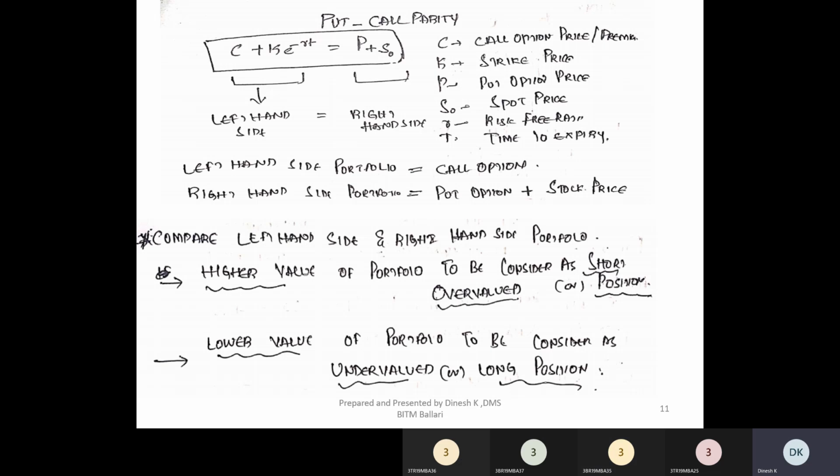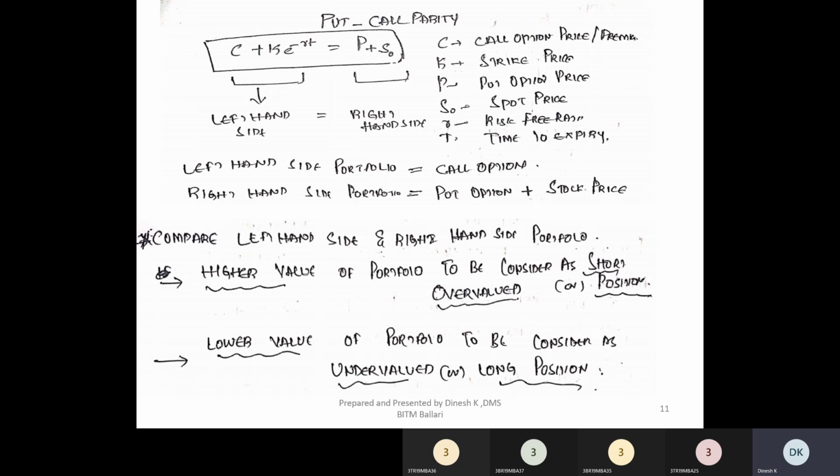It means only one position, right? So you are supposed to take only one position. When the portfolio value is higher, it indicates that it is overvalued and you need to take a short position. So you are supposed to take a short on the call in the left hand side portfolio. Now the right hand side has less value compared to the left hand side, which means it is undervalued. When it is undervalued, you have to take a long position, right?